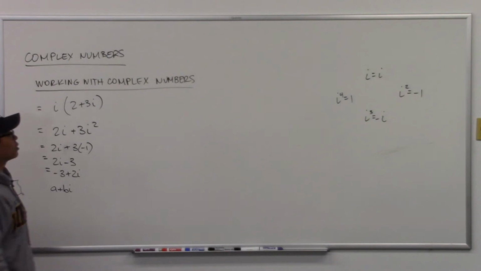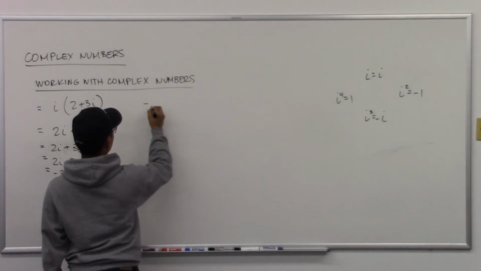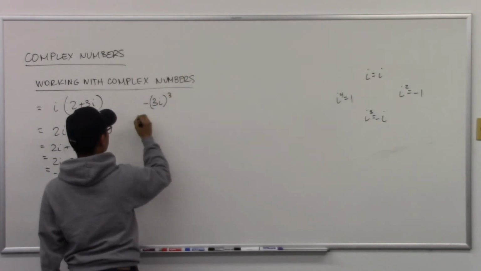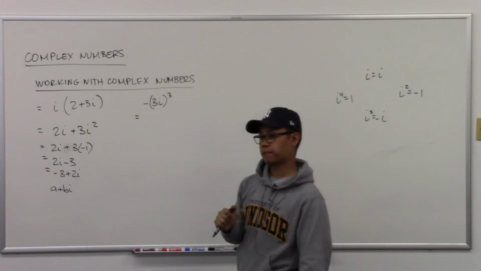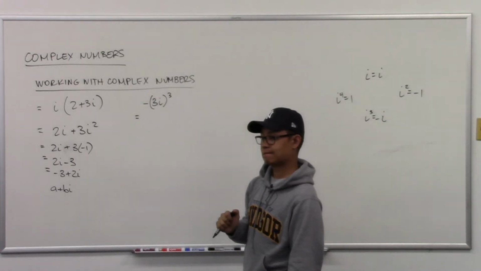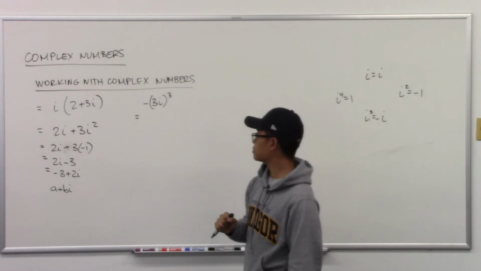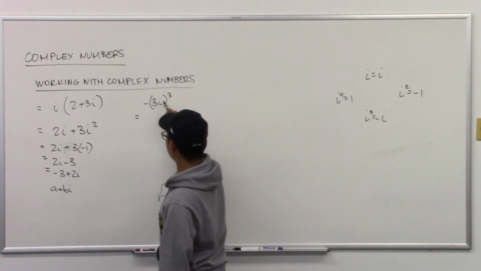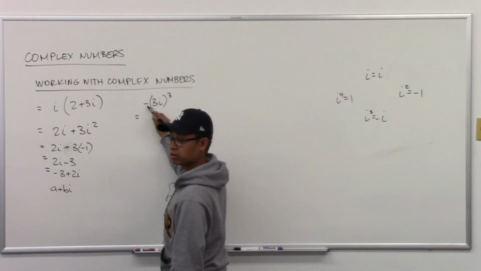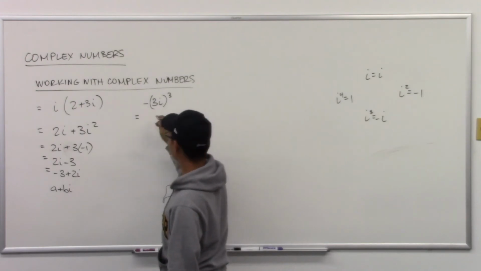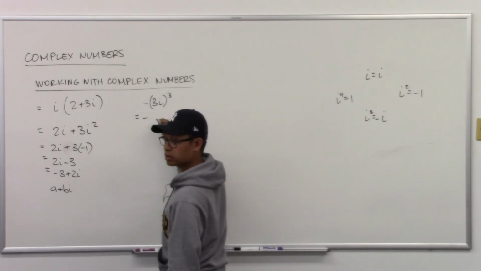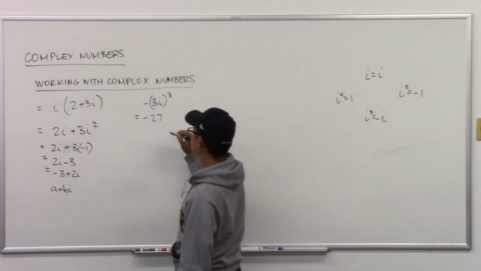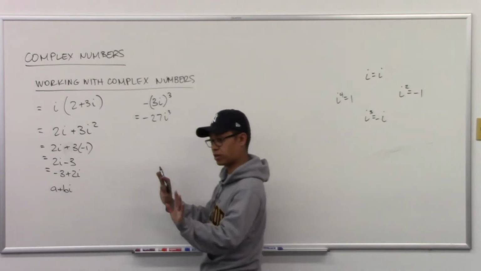Okay. What about this? Negative 3i cubed. Slow it down a bit for me. Do you cube the negative here? Let's apply the cube. Okay, so you get negative what? Good. 3 to the power of 3 is 27. Let's just leave it like that.